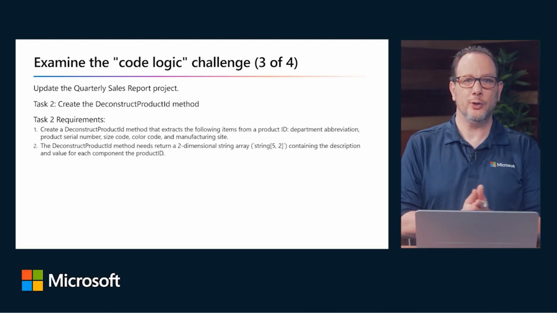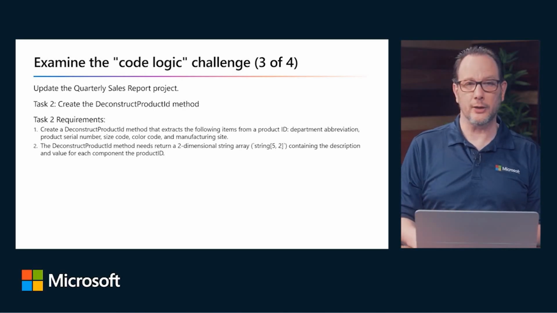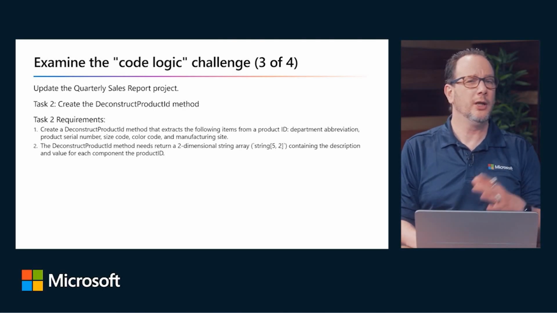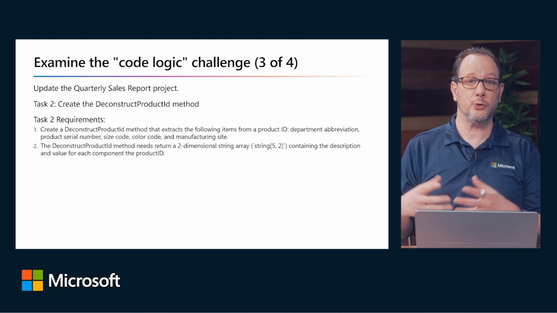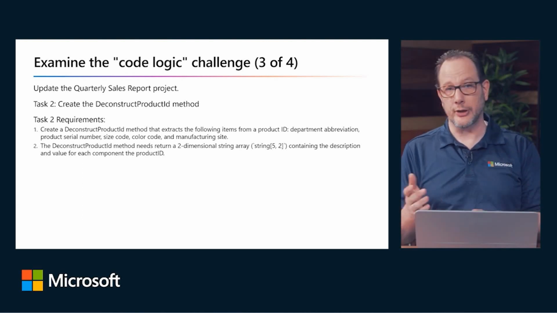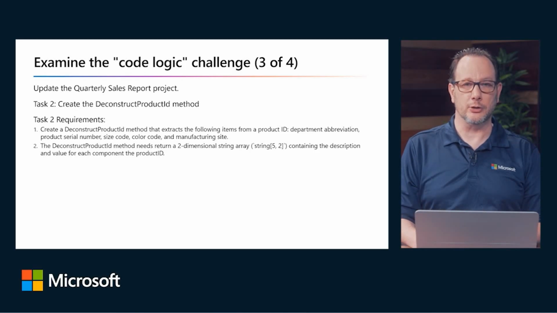And then task 2, it's all about the deconstruct product ID. So you again rely on the chat conversation. I recommend to use that one. But again, you got quite some options to complete this. Creating that deconstruct product ID method, extracting the product ID, the department, the product serial number, the size code, color code, and anything that's important to reuse later on, creating that two-dimensional string.